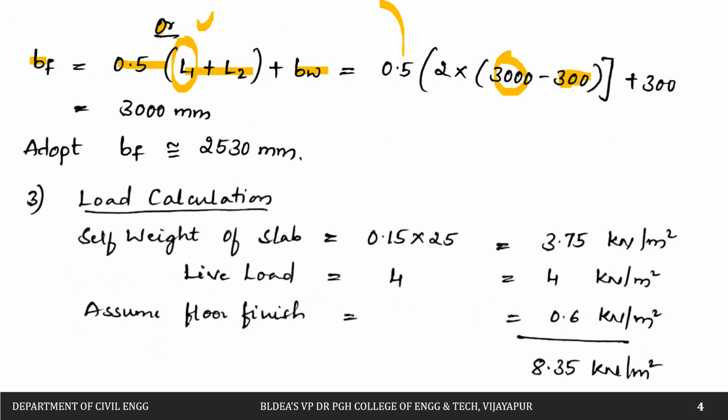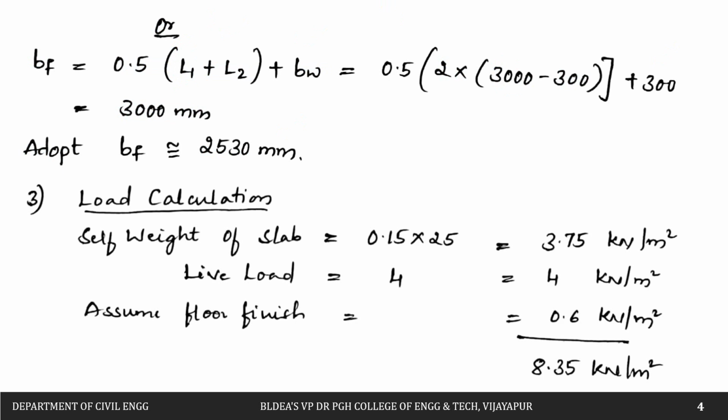So L1 is equal to L2. Therefore it will be 2 times (3000 minus 300) plus BW. BW is 300. So we get the answer as 3000 mm. We can adopt the least of these two values, that is BF equal to 2530 mm. That is nothing but the width of the flange.